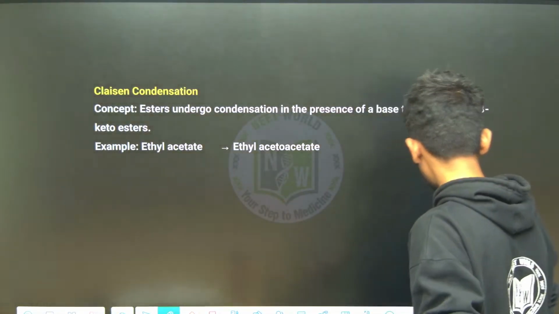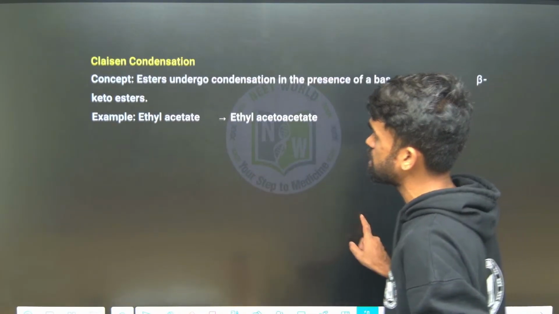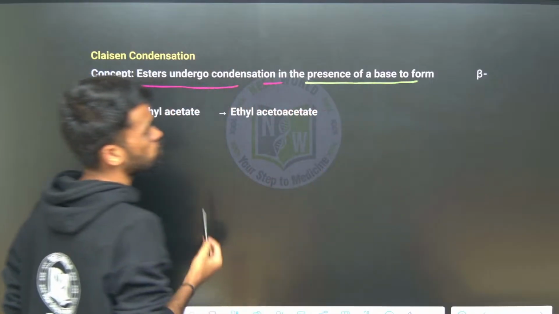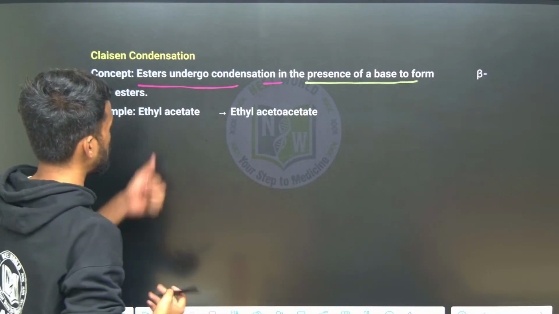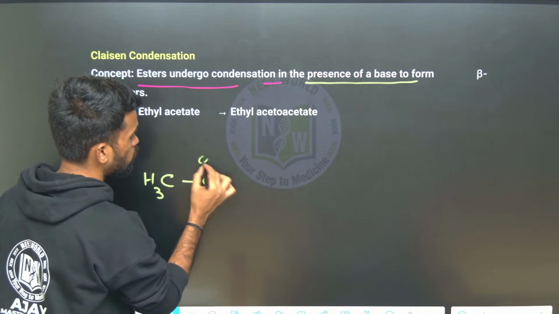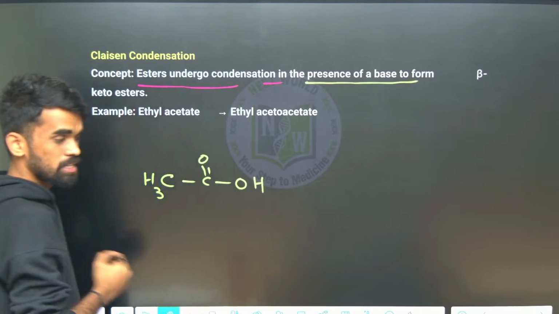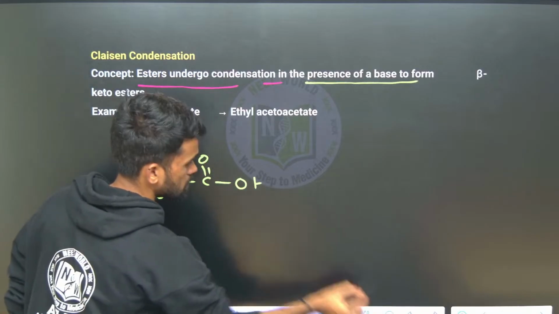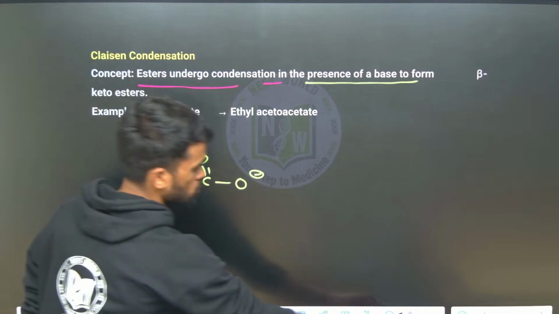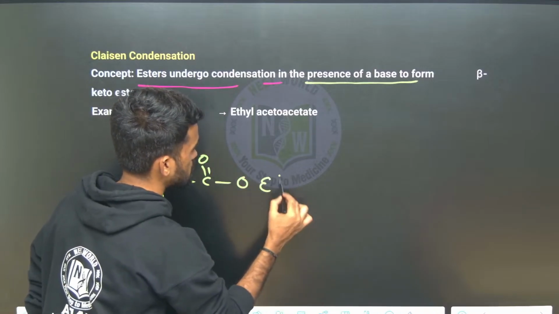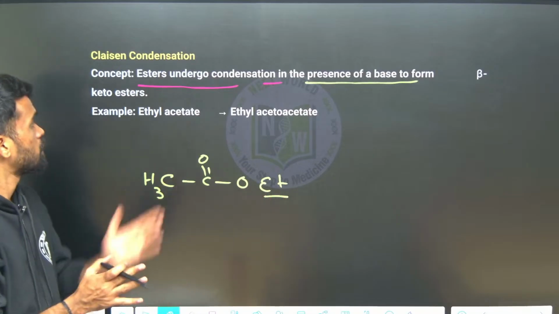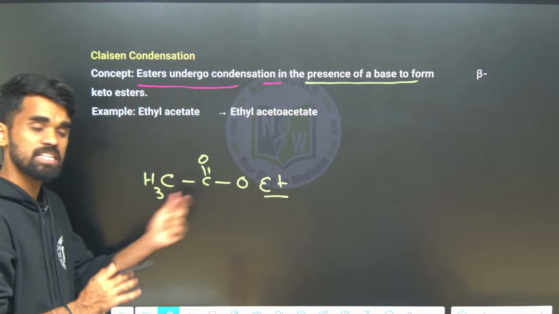So here we have Claisen condensation. What is Claisen condensation? Esters condense in the presence of a base to form beta-keto esters. For example, ethyl acetate. CH3COOH is acetic acid. If I write it like this, it should be acetate. Now they are saying ethyl acetate, so you should have something like this: the ethyl group and the acetate group. Ethyl acetate is an example of an ester.